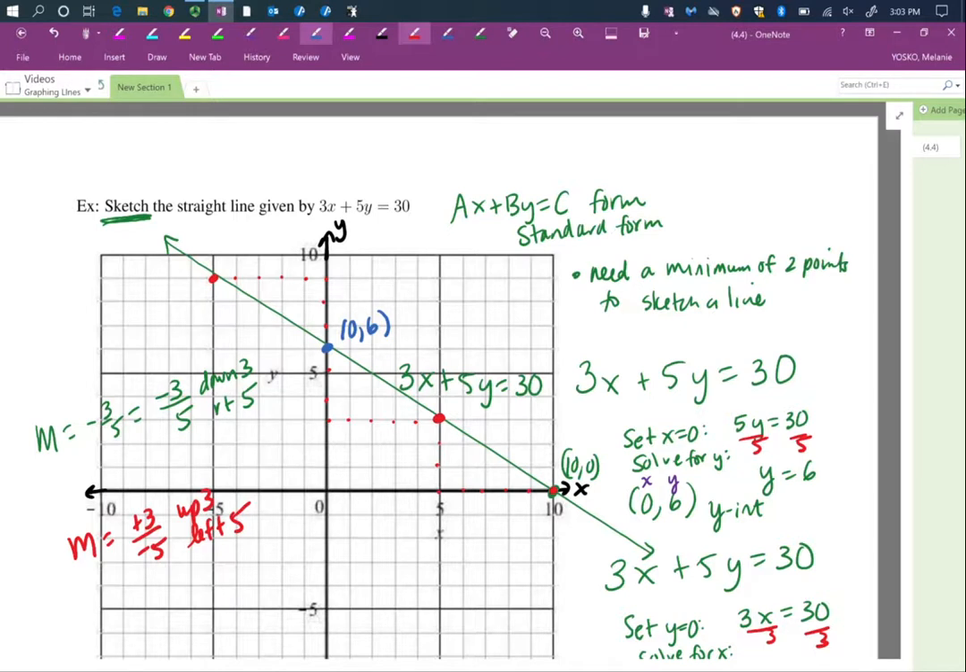So now you've seen examples where we're given a line and maybe given different parts of a line or maybe in a different form, and we're still able to graph.